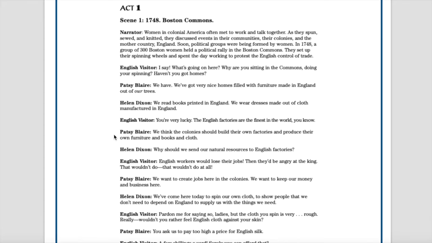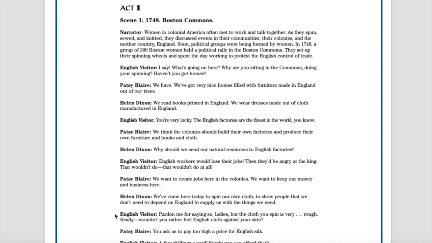Patsy Blair. We think the colonies should build their own factories and produce their own furniture and books and cloth. Helen Dixon. Why should we send our natural resources to English factories? English visitor. English workers would lose their jobs. Then they'd be angry at the king. That wouldn't do. That wouldn't do at all. Patsy Blair. We want to create jobs here in the colonies. We want to keep our money and business here. We've come here today to spin our own cloth, to show people that we don't need to depend on England to supply us with the things we need.